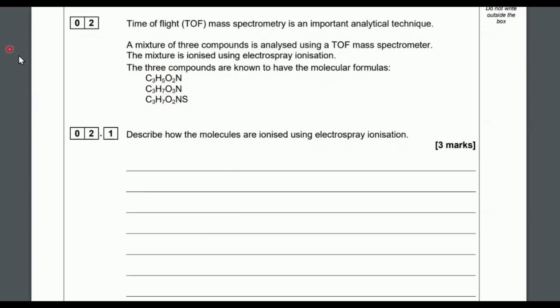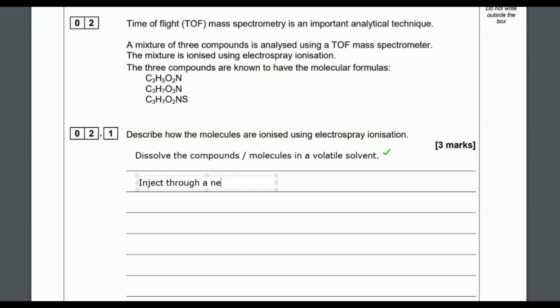Let's get down. 2.1, describe how the molecules are ionized using electrospray ionization. This is the same for anything that you ionize with electrospray ionization. We're going to use a volatile solvent. We're going to dissolve the sample, the molecules, the compounds into a volatile solvent. Why do we use a volatile solvent? It's not relevant to this question, but the volatile nature of the solvent means that it evaporates quickly after we've added it and before the sample is injected.